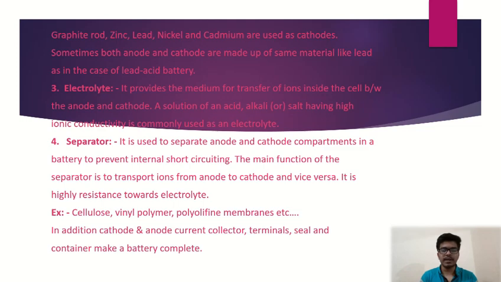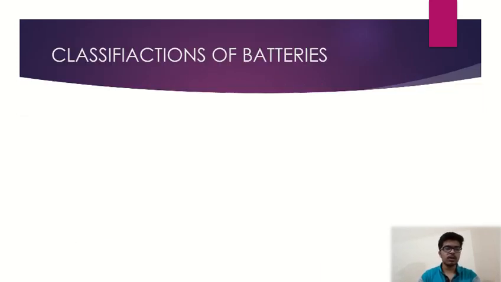Separator. It is used to separate anode and cathode compartments in a battery to prevent internal short circuiting. The main function of a separator is to transport ions from anode to cathode and vice versa. It is highly resistant towards electrolyte. Examples: cellulose, vinyl polymer, membranes, etc. In addition, cathode and anode current collectors, terminals, seal and containers make a battery complete.